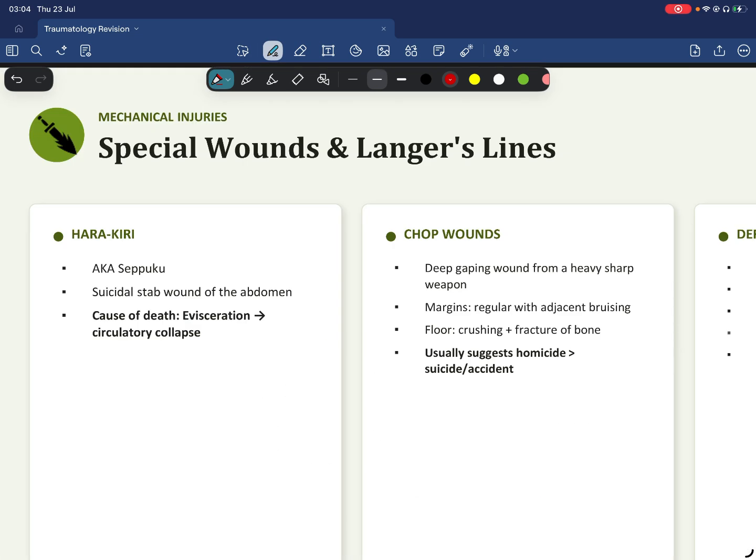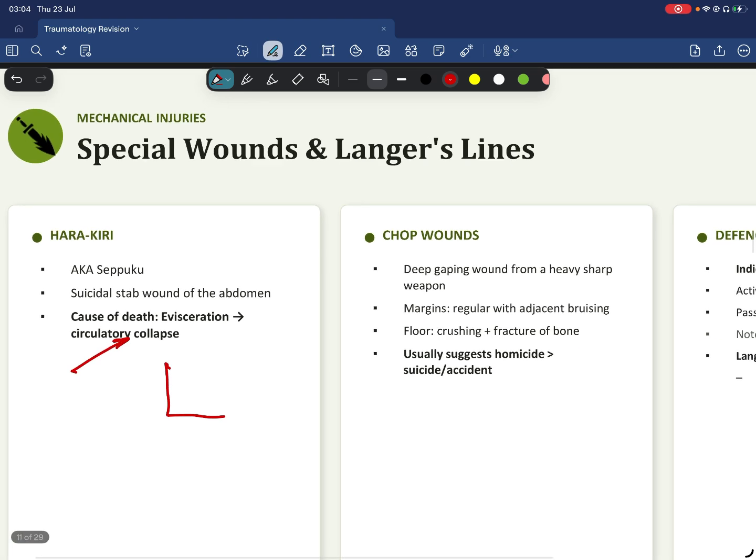Kiri is a form of suicide. It is a suicidal stab wound to the abdomen. It is a large L-shaped incision. There is hypotension leading to circulatory collapse, leading to almost spontaneous death.